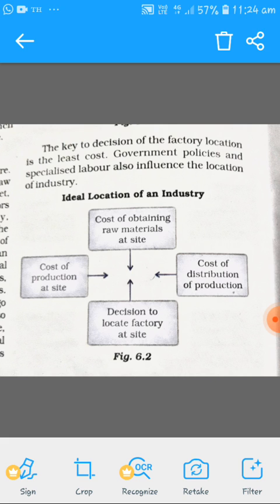Now, the ideal location of an industry. The ideal location of an industry depends on four factors: cost of production at the site, the decision to locate the factory at the site, cost of distribution of production, and cost of obtaining raw materials at the site. So these are the core factors.